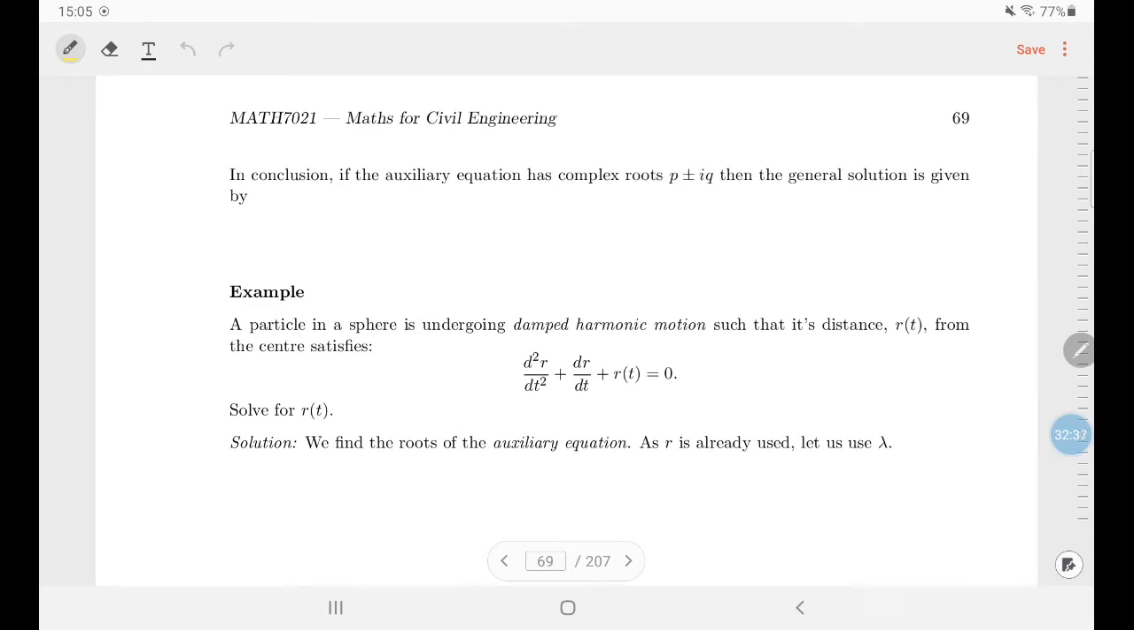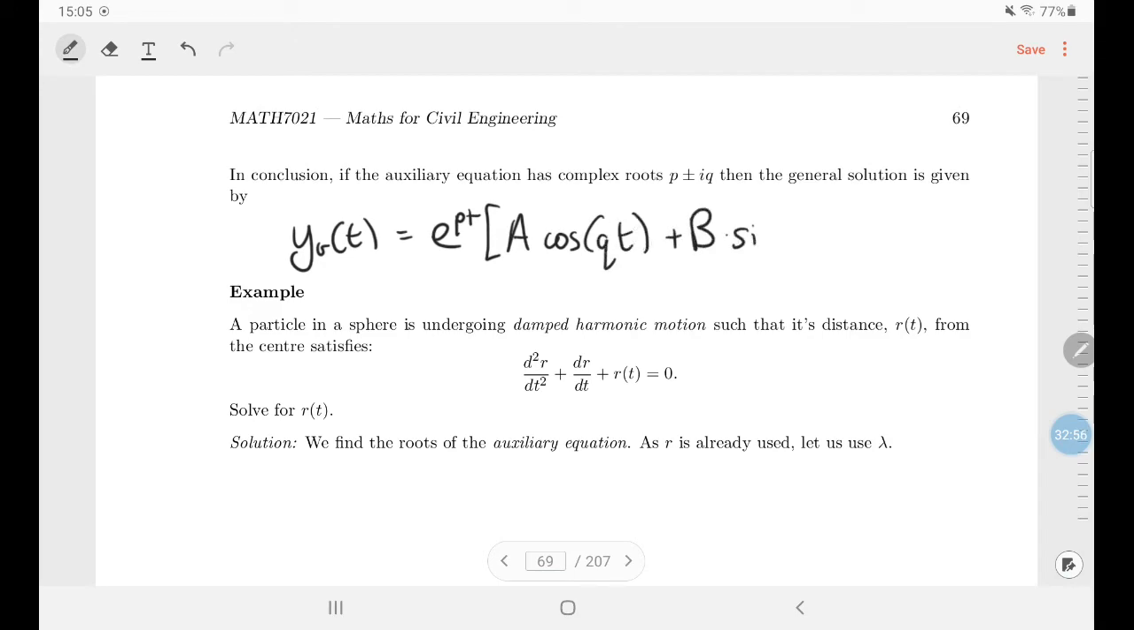In conclusion, if the auxiliary equation has complex roots, then the general solution is e to the, now it'll usually be a minus here, pt, a cos qt plus b sine qt. All the complex numbers have disappeared. Happy days. Okay, now what about this?